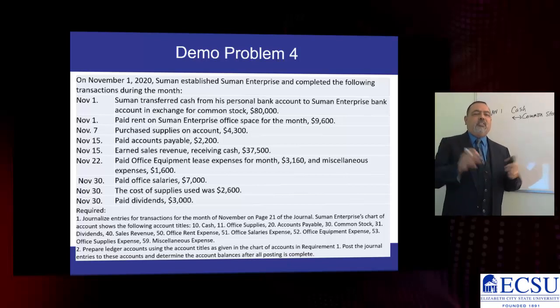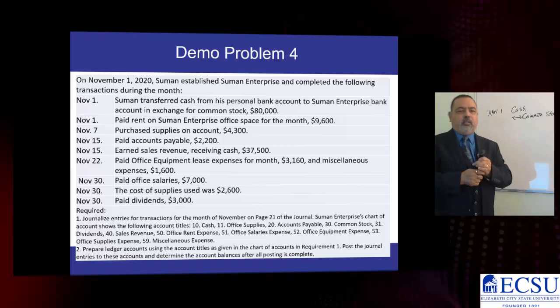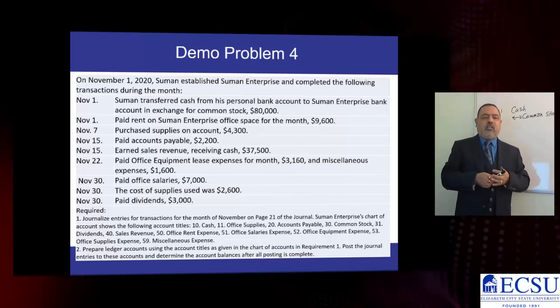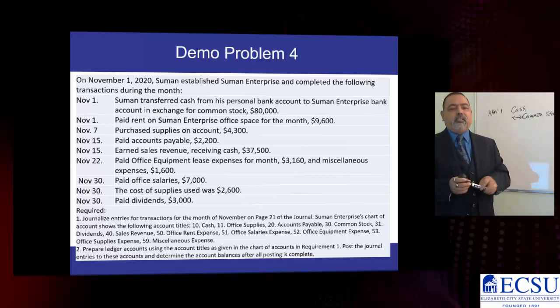Now these are all the transactions. Since we have already talked about the journalizing aspect, I'm not going to spend much time on the journals, but I will be talking in detail about how to do the posting. So let's just run through the journals. Okay, let's first read the requirement. It says: journalize the entries for the transactions for the month of November on page 21.